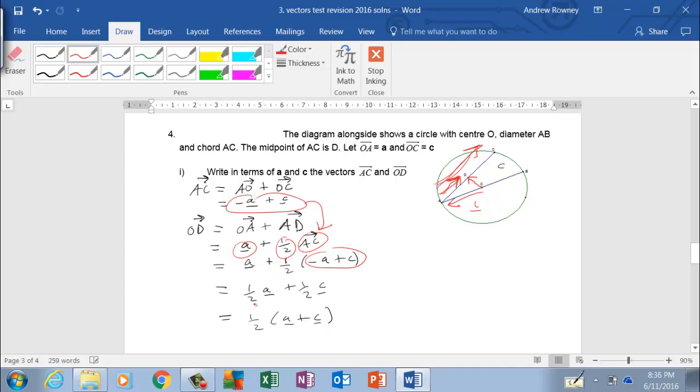And now if you expand that, you'll get half A and half C, which you could take out as a common factor of half then.